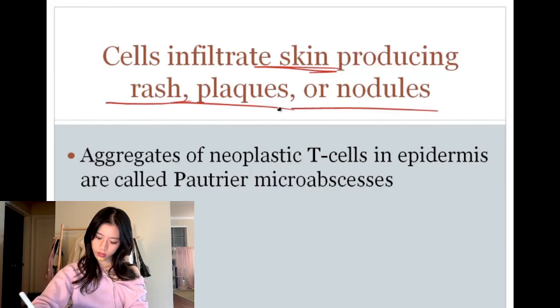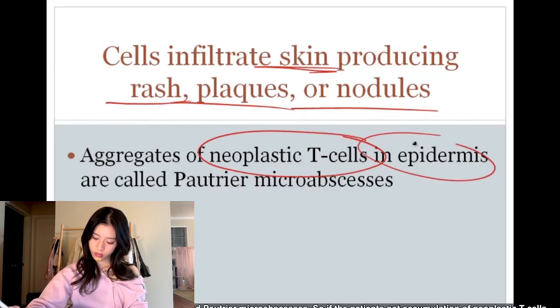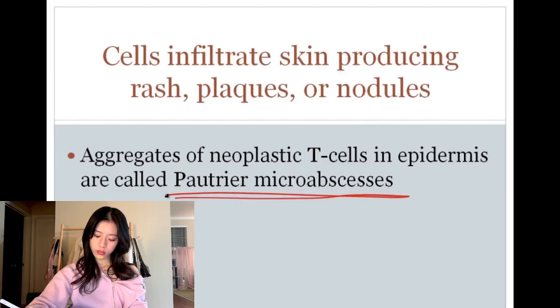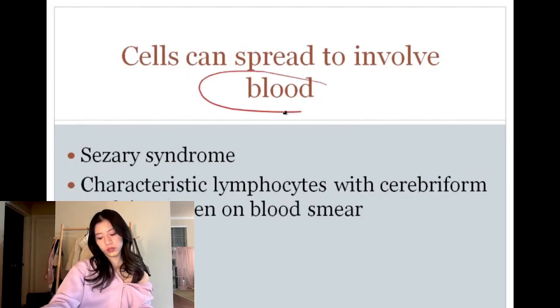If a biopsy was performed, we would see these neoplastic T cells in the epidermis, and it's very important to know that these are called Pautrier microabscesses. So if the patient's got accumulation of neoplastic T cells in the epidermis, we call that a Pautrier microabscess. The cells can also spread to the blood. When they spread to the blood, we call that Sézary syndrome.